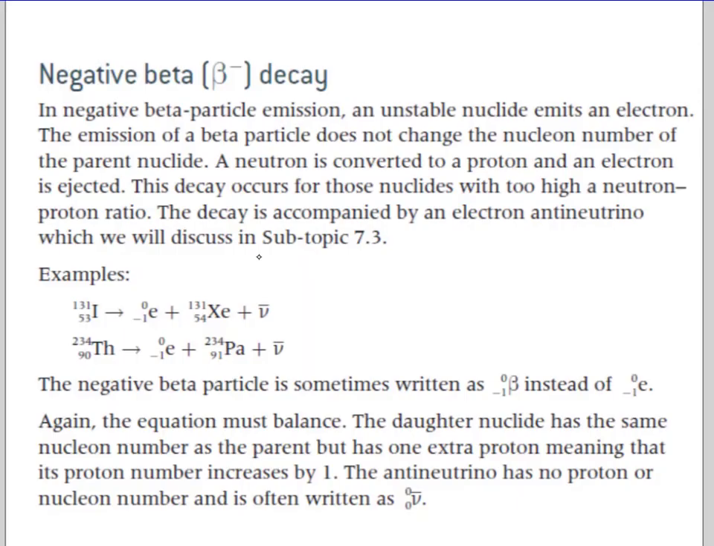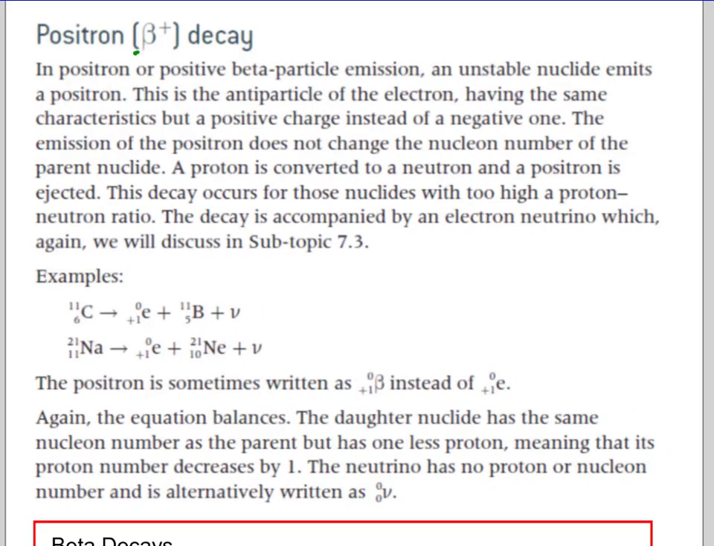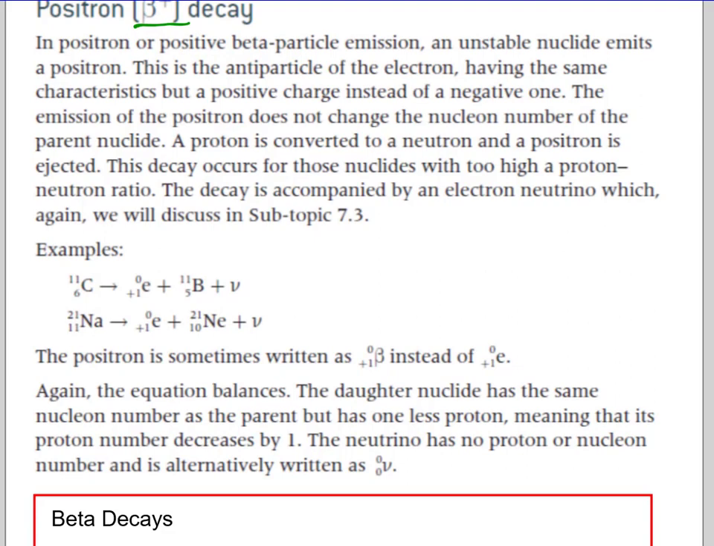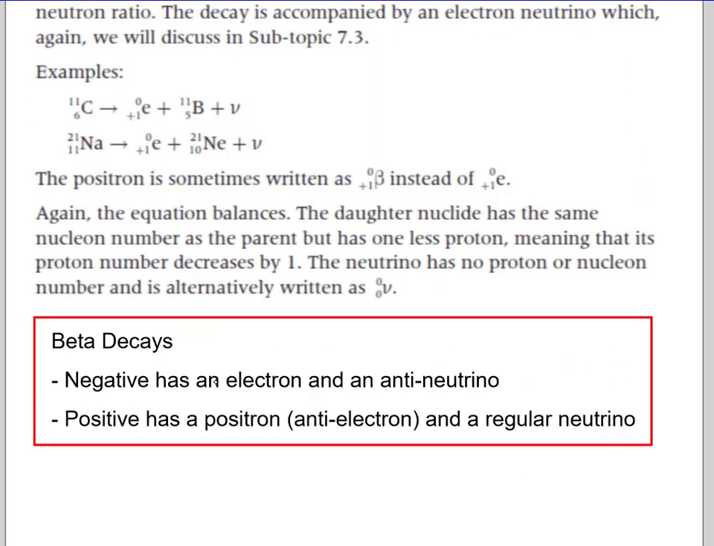All right, I'm not going to read this to you. In the notes that are posted on the PDF, I put in a bunch more stuff for you to read at your leisure. But you do need to know the beta negative decay process really well. You need to know the beta positive decay process really well. Beta negative has an electron and an anti-neutrino. Beta positive has a positron, which is an anti-electron, and a regular neutrino. You've got to know that part.